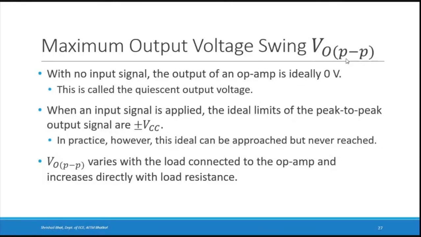So whenever you do not connect any input signal, ideally the output of an op-amp has to be 0, right? Because an amplifier basically amplifies whatever you give at the input. If the input is 0, the output has to be 0, ideally, right? So that's called the quiescent output voltage. So when you apply an input signal, then the ideal limits of peak to peak output signal are within a certain limit that is defined by its power supply, plus or minus VCC.